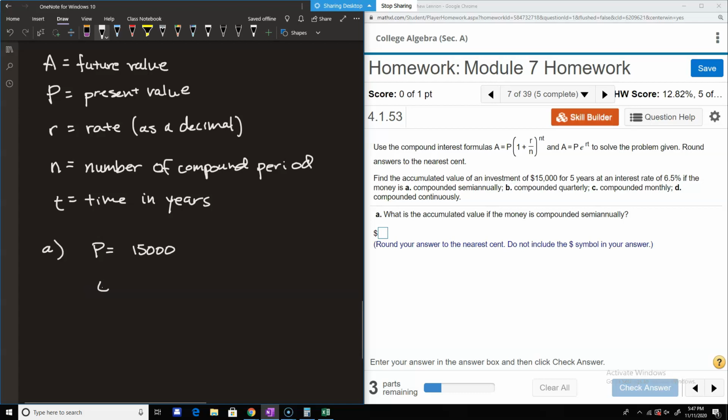We have time is 5 years. Our interest rate, R, is 6.5%, so that's 0.065. And that's all we need, except for in each of the things. So in A here it says compounded semi-annually.